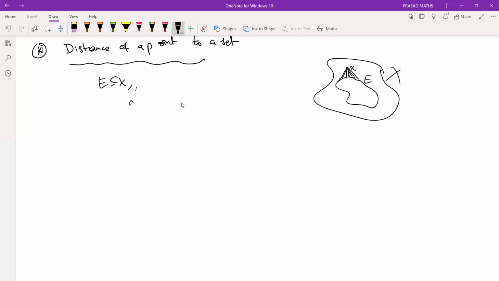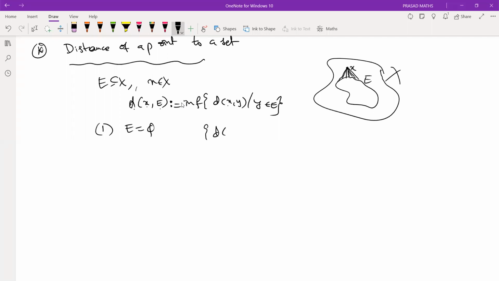So you take any point in the metric space. The distance of a point x to E is denoted like this, which is defined as the infimum of all possible distances of x to all points of the set E. This is my definition. Right? Suppose, as my first condition, E is empty; automatically this set is empty.